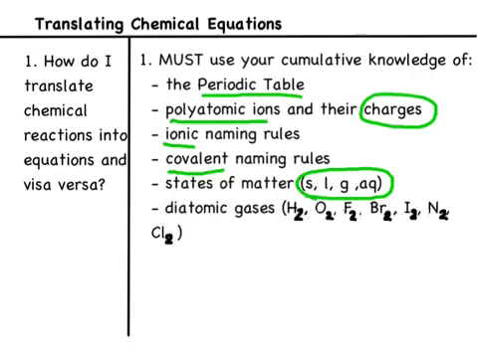Diatomic gases are gases that are always found as twins. So you won't find just one atom in these gases. The atoms are always hooked together in two. And so these are the diatomic gases: we have hydrogen, oxygen, fluorine, bromine, iodine, nitrogen, and chlorine.